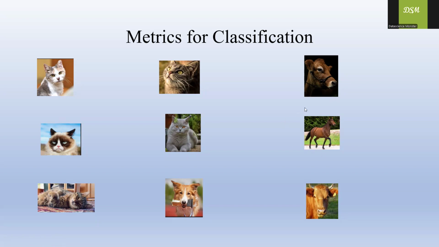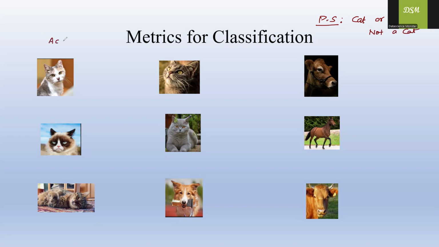So now you can see 9 images here. There are cat images as well as a dog image, cow image, and horse and donkey as well, right? So what I'm going to do now, for example, I'm making a model to predict whether the image is a cat or not. So let me write the problem statement here. The problem statement is to identify whether the image is a cat or not a cat.